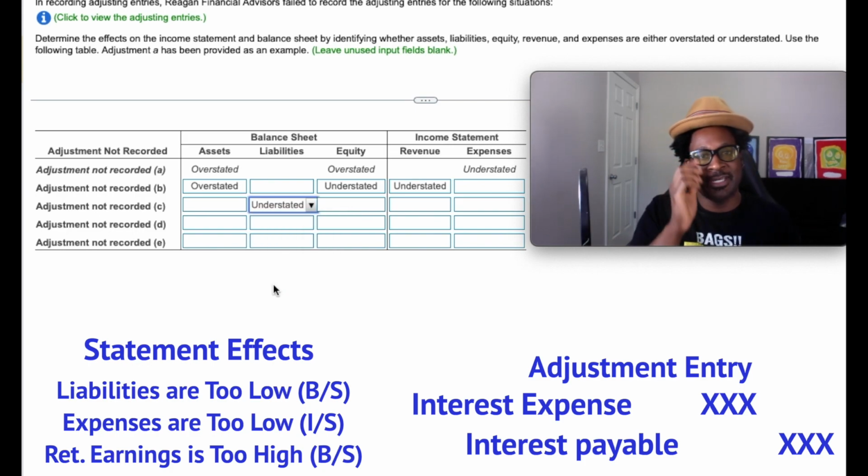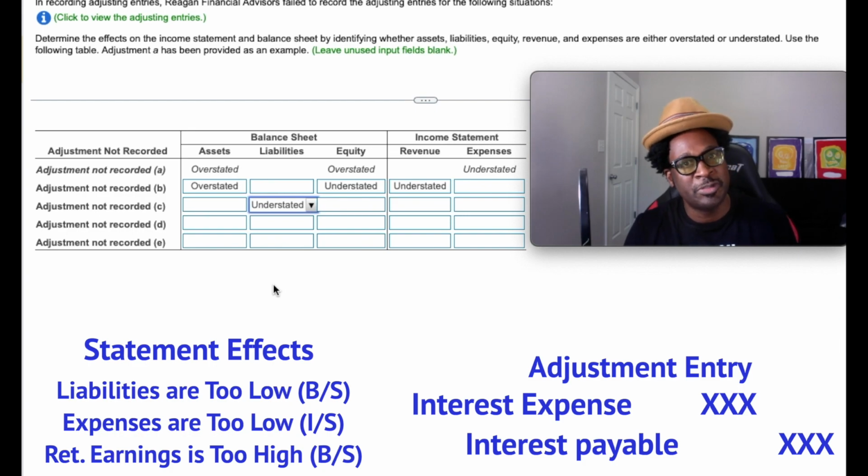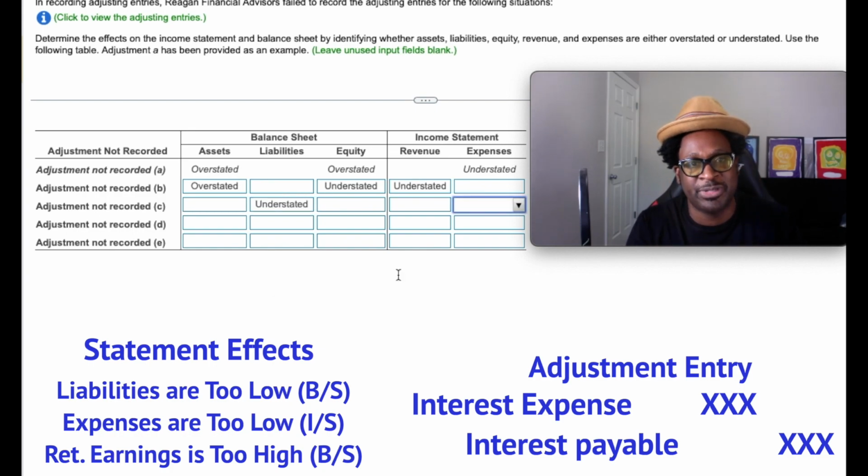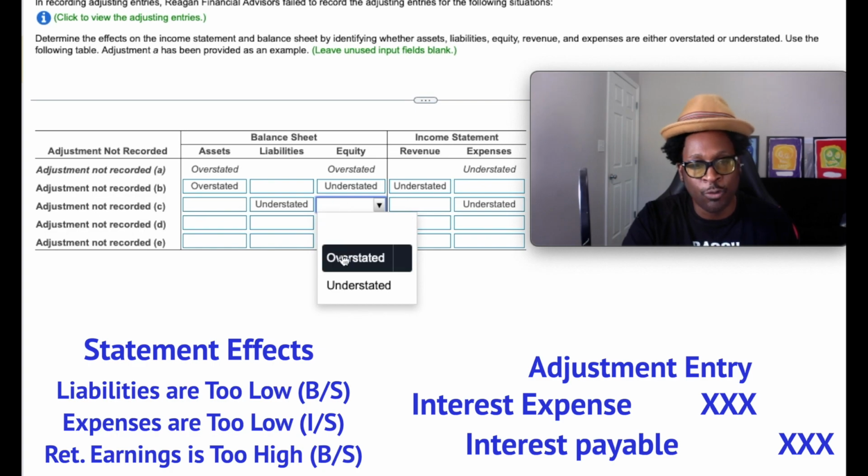What else happened, gang? We're talking about an accrued expense, which means that we failed to record an interest expense. Since we failed to increase our expense on the books, on the income statement, our expenses are going to be lower than what they should be, meaning they're going to be understated. Since our expenses are lower than what it should be, our income is going to be higher than what it should be. And since our income is higher than what it should be, our retained earnings will be higher than what it should be as well, meaning that our retained earnings are going to be overstated.